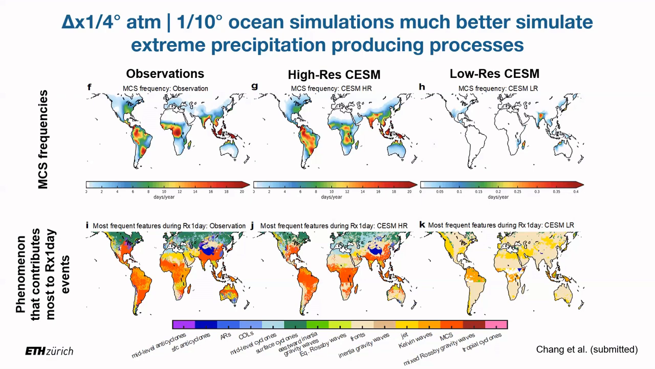You can see how stark the difference here is. On the left are the observations, in the middle are the high-resolution models, and on the right are the standard resolution models. The standard resolution models are really far off from what we see in observations. I would say there's really a regime shift or a step change once you get to a 25-kilometer atmosphere and 10-kilometer ocean simulation in how you represent these extreme-producing phenomena.